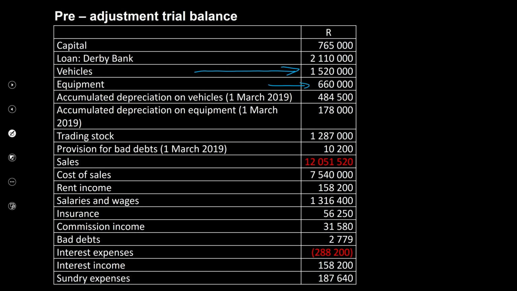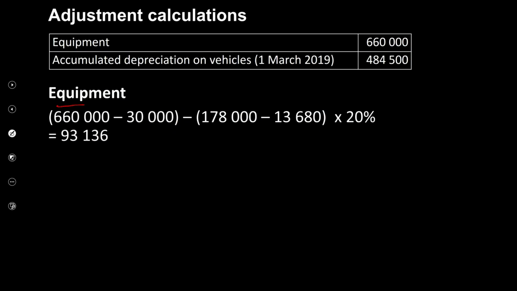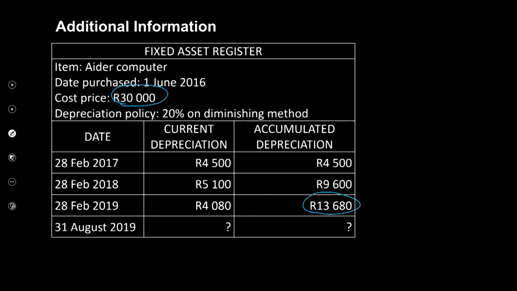There we go. So let's do this. The equipment in red, 660,000, is my opening balance. So therefore, I start off by saying 660,000, there's my equipment. Again, just to verify, there's the figure. What was the accumulated depreciation? 484,500. So what are we doing here now? Let's just get this figure correct here. Accumulated depreciation on vehicles. The 484 was the vehicles figure. That's not the one that we want. We want the 178,000. Therefore, let's just make this change here.